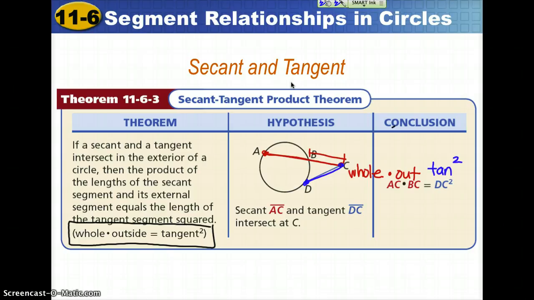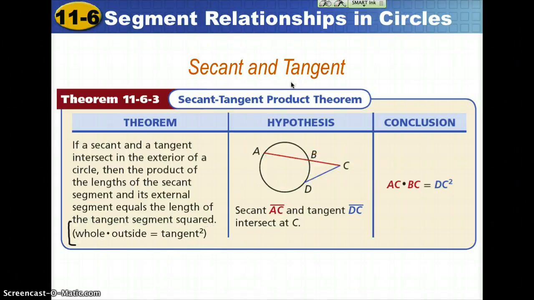Okay, not too difficult. I think we're going to be okay. The whole times the outside equals the tangent segment squared. That should make sense because the whole and the outside for a tangent are the same. If we got the same thing multiplied by itself, it is squared. Okay? We're going to do two problems from here. They're not so bad. I think we'll be okay.